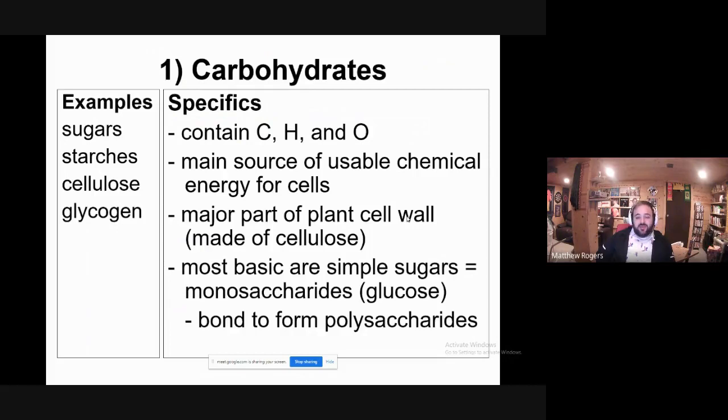Sometimes you'll see a ribose, but for the most part, we're always going to be talking about glucose, and how we connect these glucoses together is going to make different things. And so the examples are on the left there.